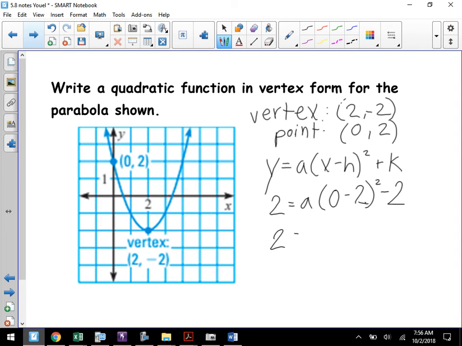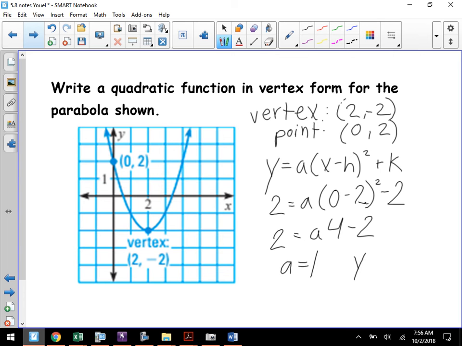2 is equal to 0 minus 2, what's negative 2 squared? 4. 4 minus 2, add that 2 over, and again you're going to get A is equal to 1. But are we done yet? No, we got to plug this back in.